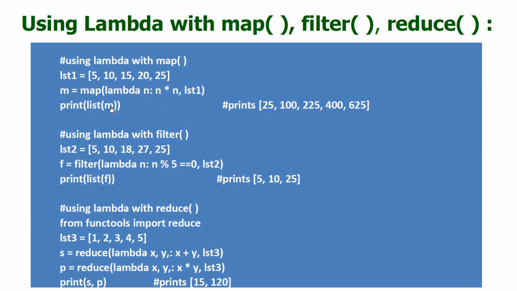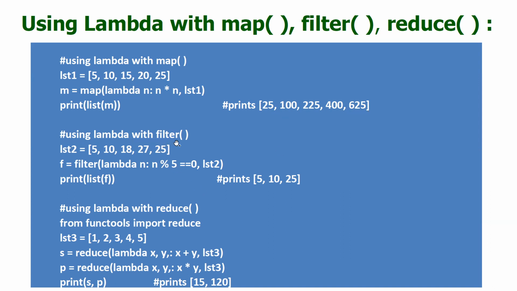Now print list of m. Here we have to use the list function to convert the map object. So list of m will calculate the squares and print 25, 100, 225, 400 and 625. So this is the map function.